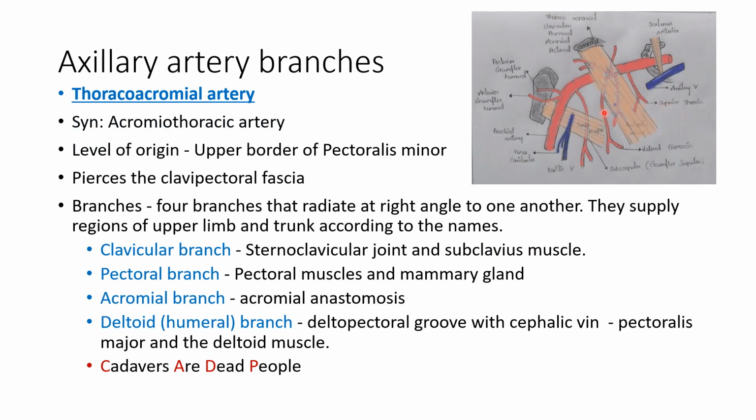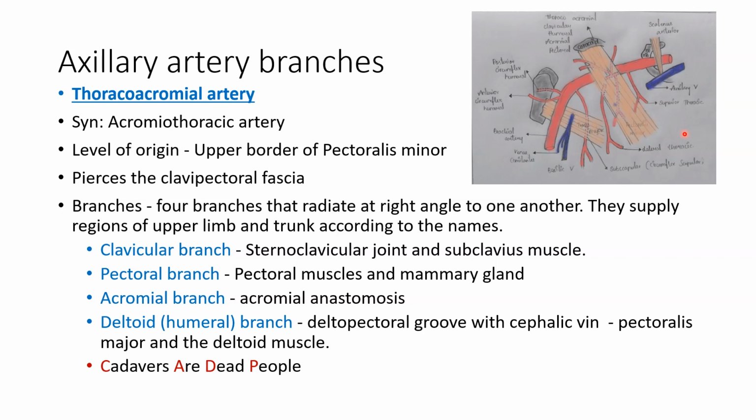Coming to the branches from the second part of axillary artery, that is the thoracoacromial and lateral thoracic arteries. Let us see the thoracoacromial artery, which takes origin at the level of upper border of the pectoralis minor, and it pierces the clavipectoral fascia, and it gives four branches that radiate at right angles to one another. They supply the regions of the upper limb and trunk according to their names. So according to the named branches, they will be supplying those regions.